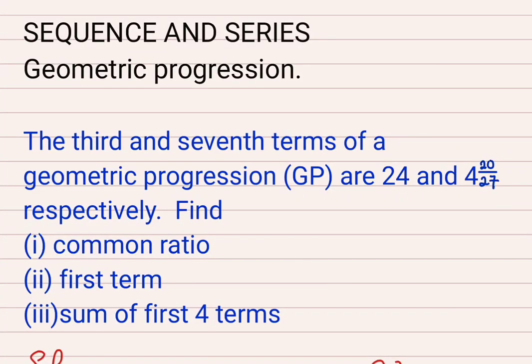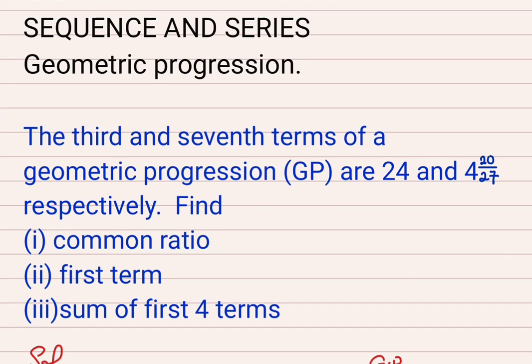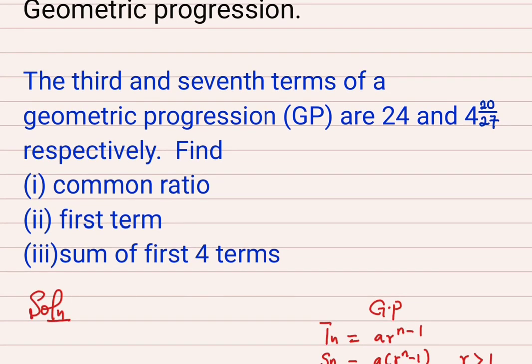Sequence and series. I'll be dealing with geometric progression. So I have a simple question that will help us to kickstart geometric progression. It's a question where we have the third and the seventh terms of a GP, sorry. They are 24 and 4 20/27 respectively. We are asked to find the common ratio, the first term, and the sum of the first four terms.